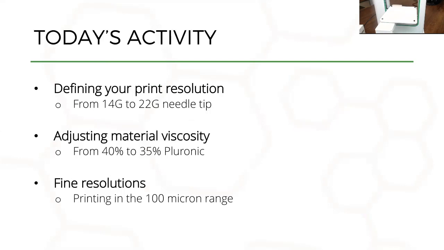So in this case, we'll demonstrate how we would adjust the material viscosity and also adjust the print parameters from a 40% to 35%. So obviously 35% pluronic is going to be less viscous. And again, we'll go in step by step to show you how you would need to adjust the print parameters in order to achieve a consistent print when you reduce to a lower viscosity.